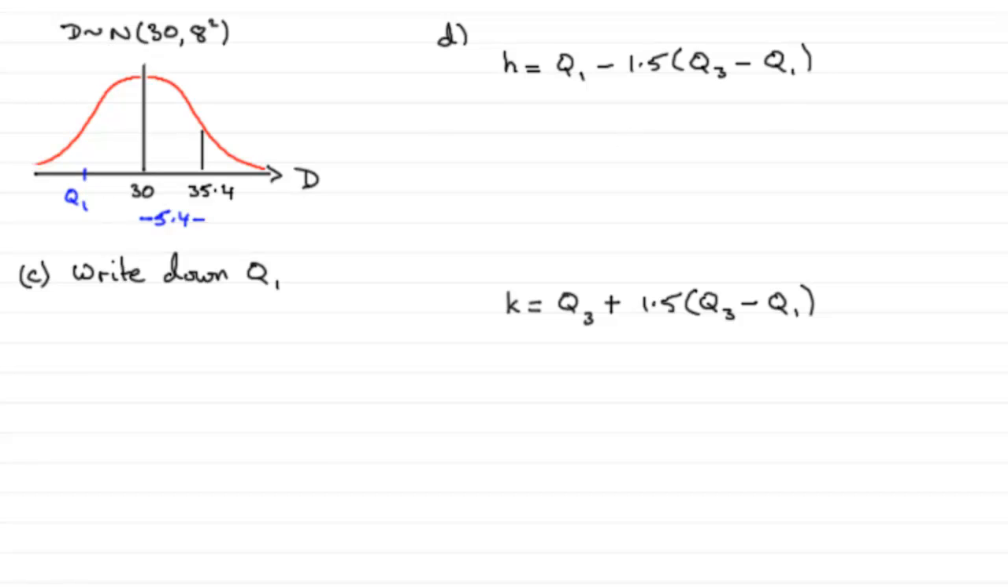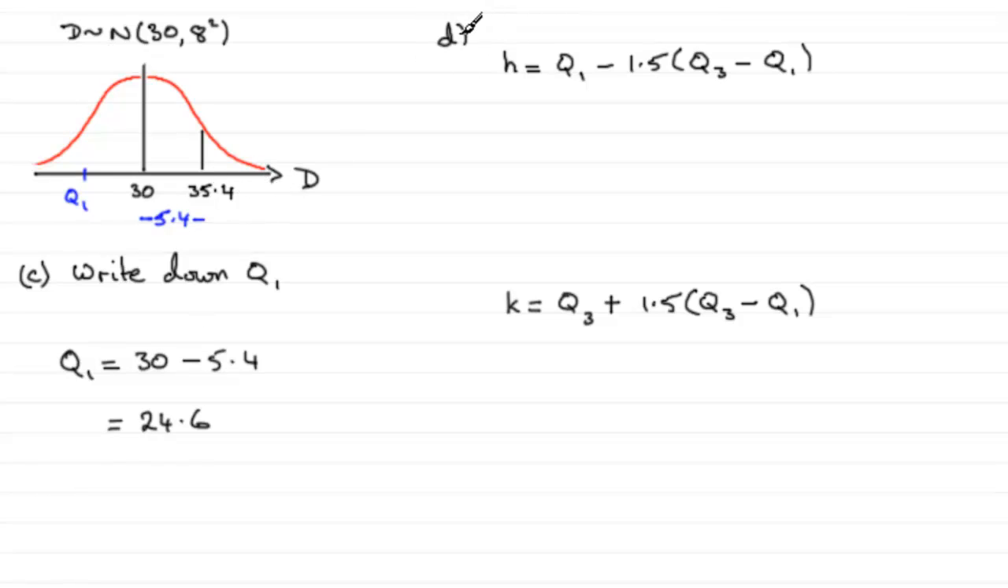So for Q1 then, Q1 is going to equal 30 minus 5.4. And if you do that, you're going to get 24.6. Okay, so we've got the value of Q1 then, 24.6. We've got the value of Q3 as being 35.4.